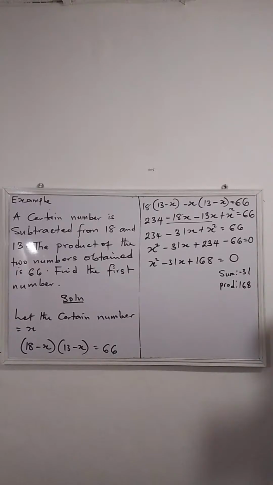If you didn't get it, just listen. We are still going to do more examples. If you are just joining, you just have to listen carefully. You will understand everything. So those of you that are in the class, what are the two numbers such that when you multiply together you have 168, and when you add together you have minus 31?